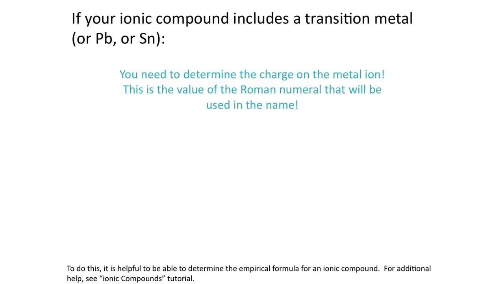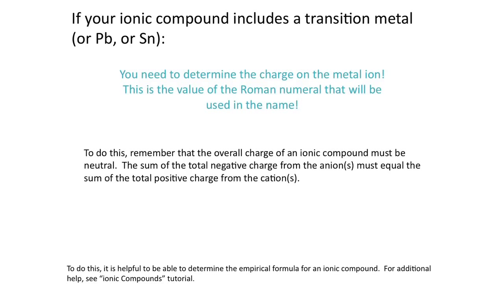A common mistake is that the Roman numeral is used as the number of the metal ions in the formula, but that's not the case. The Roman numeral is the charge of the metal ion. In order to do this, we need to use a little bit of deductive reasoning. Remember, the overall charge of an ionic compound must be neutral, so the sum of the total negative charges from the anions must equal the sum of the total positive charge from the cations.